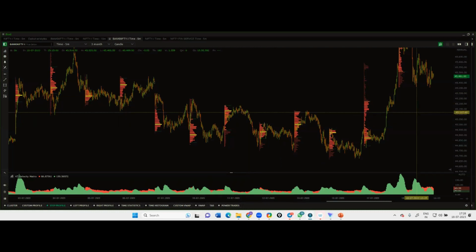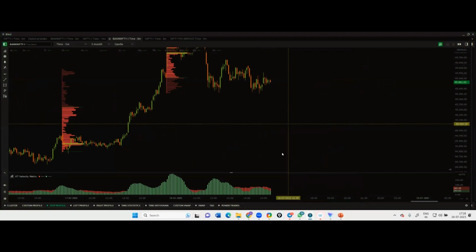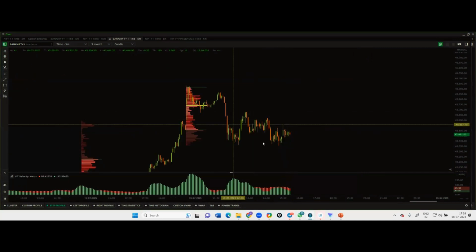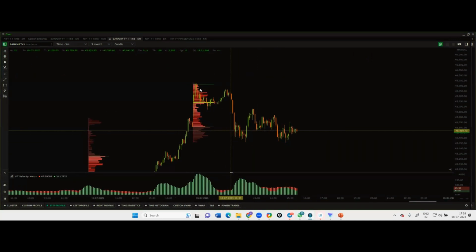Abhishek, can you draw today's value area and show it, since some people are asking questions regarding that? Just show them the area so that they are clear about it. This is today's value area.